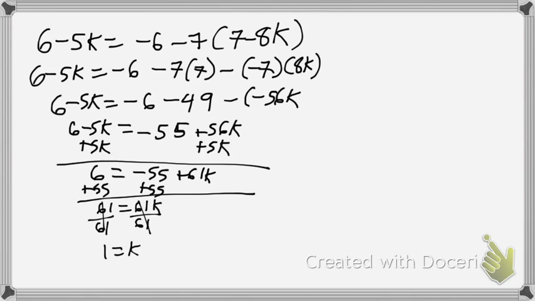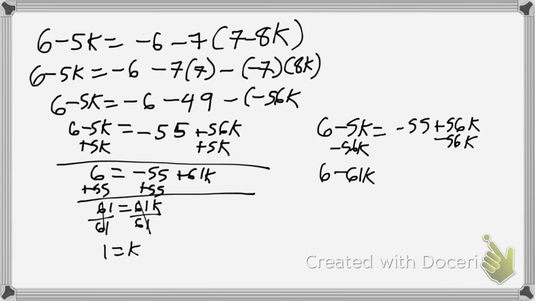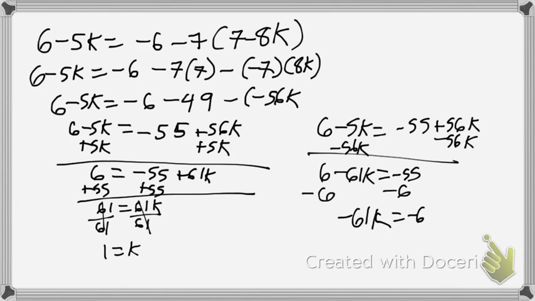Now, notice here, if I had gone the other way, so that's 6 minus 5k equals negative 55 plus 56k. If I had subtracted 56k from both sides, that would give me 6 minus 61k equals negative 55. If I had then subtracted 6 from both sides, I'd get negative 61k equals negative 61. Divide both sides by negative 61, and I get k equals 1.